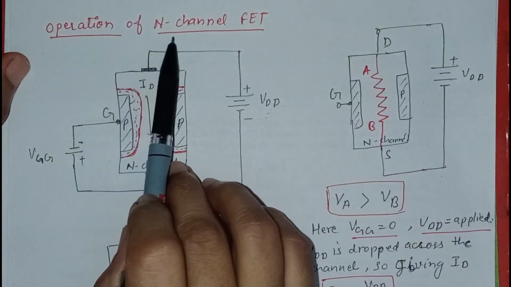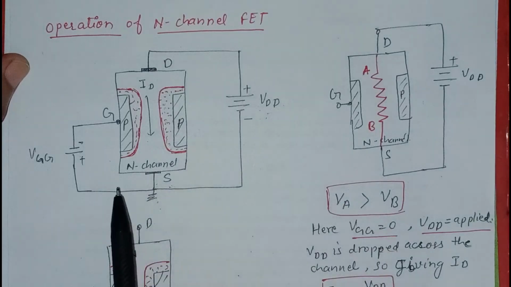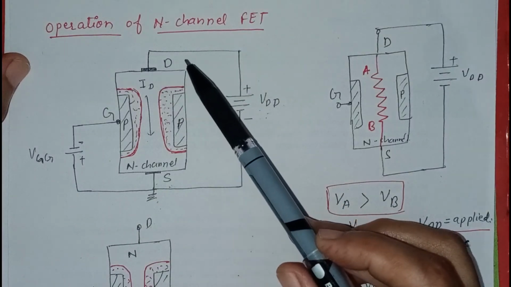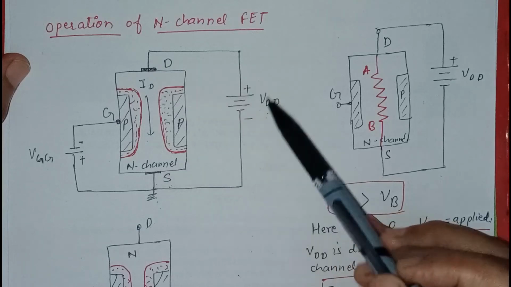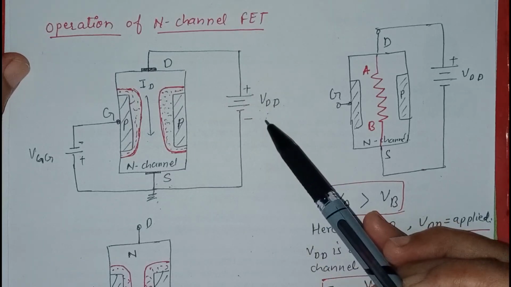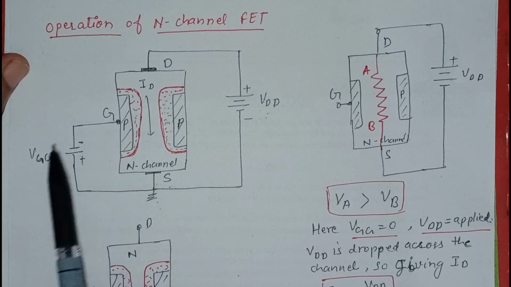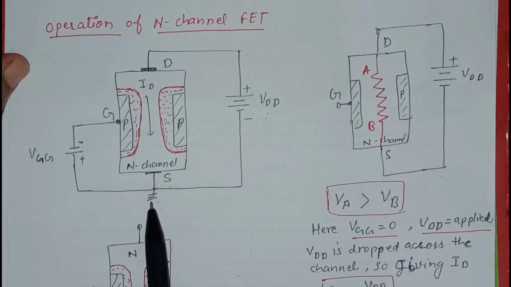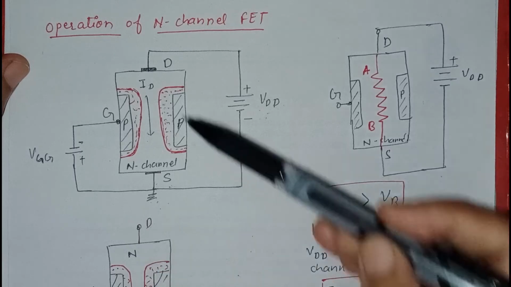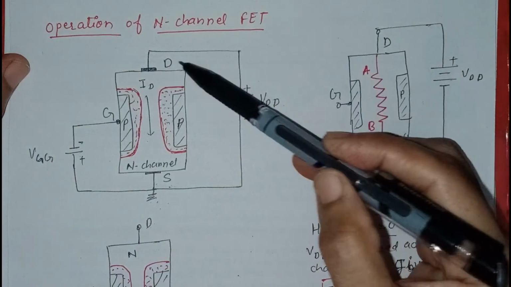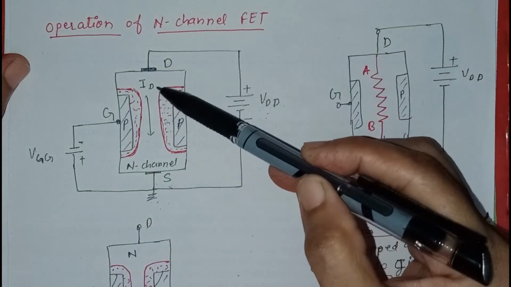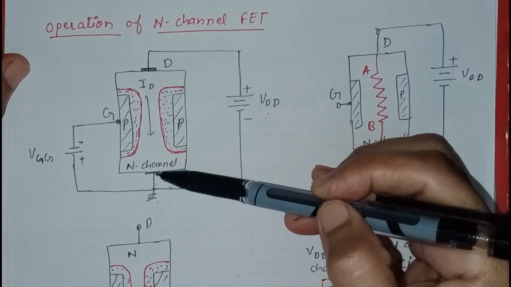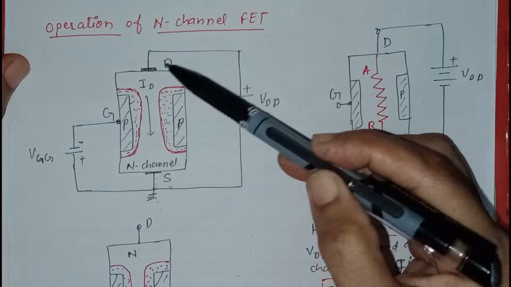Now we will discuss the operation of the N-channel JFET. This is the circuit diagram of the JFET. We can see in this diagram, the drain and source terminals are connected through a large battery VDD and the gate is reverse biased through this small battery VGG. This source terminal is grounded. When we apply a voltage between the drain and the source, there will be a flow of current ID from this drain terminal to the source terminal.